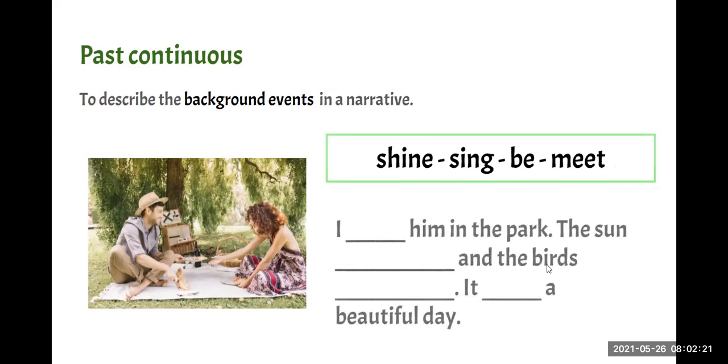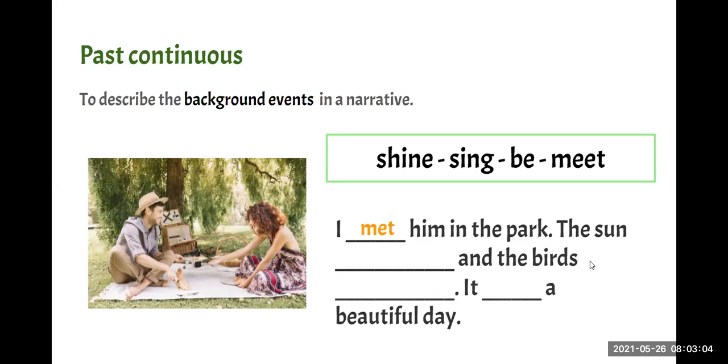Okay. So here we have the story. It says, I blank him in the park. What do you think? I was meeting? Met him in the park. Again, please. I met him in the park. As you can see, this is not a background event, it's an important event in our story. I met him in the park. So that's why it's in orange, because remember the past simple was in orange, right? So I met him in the park.